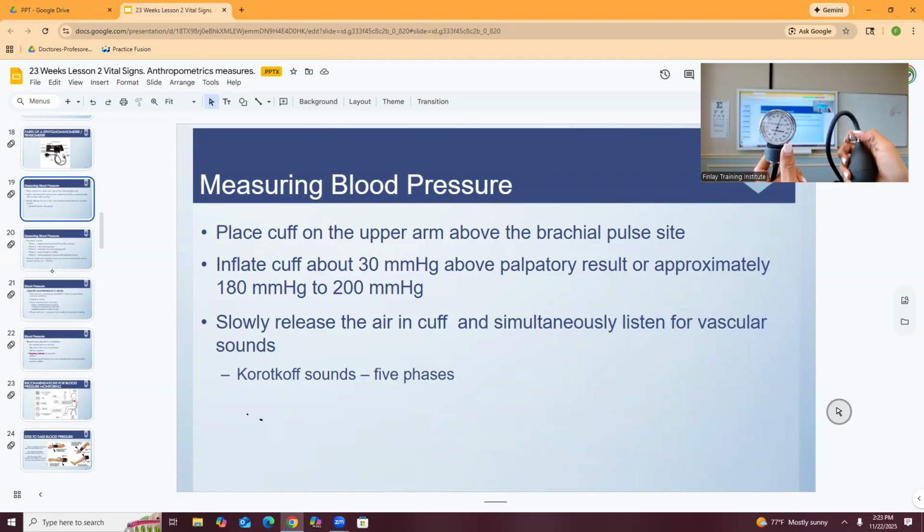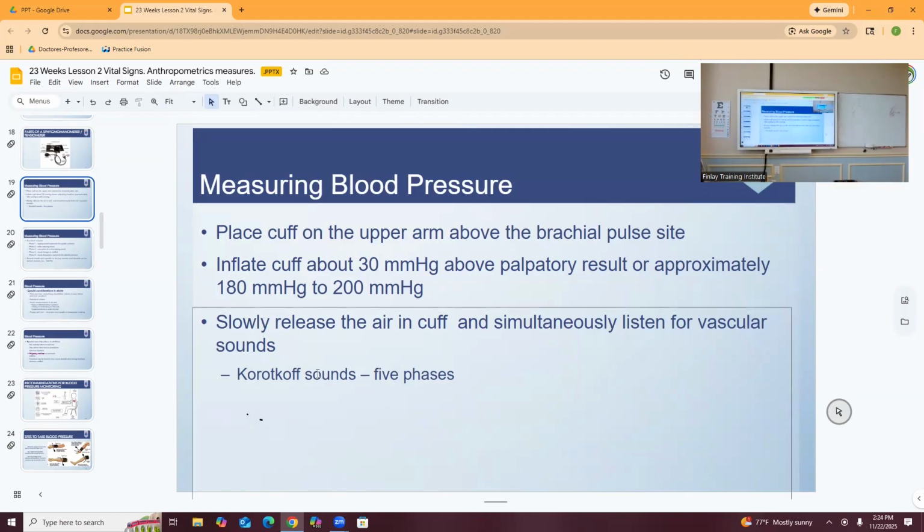It's not going to move. The patient is going to feel pressure. And then we're going to open the valve slowly. You will see the needle start moving down. Okay? That's what we're going to look at. But what are we looking for? We are expecting to hear the cutoff sounds. Cutoff sounds are what is going to give us the systolic pressure and the diastolic pressure.